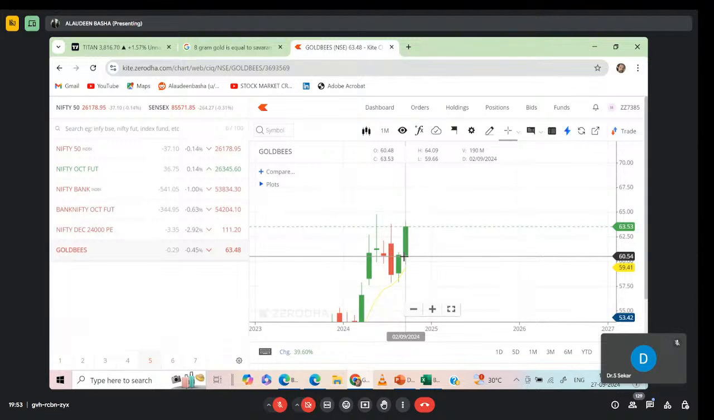But it is for long-term purposes, not short-term. Don't think you can buy today and gain within a week or a month. It's a long-term investment. When gold reaches 92,000 or 1 lakh, it may give 100, 150 or 200 percent. It gives a good return.